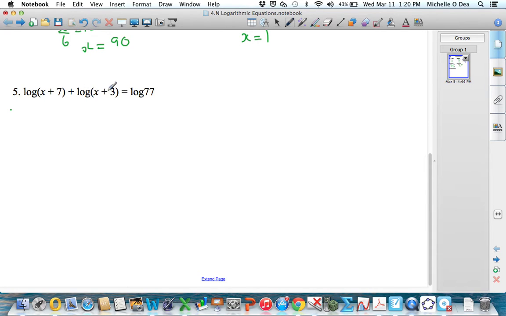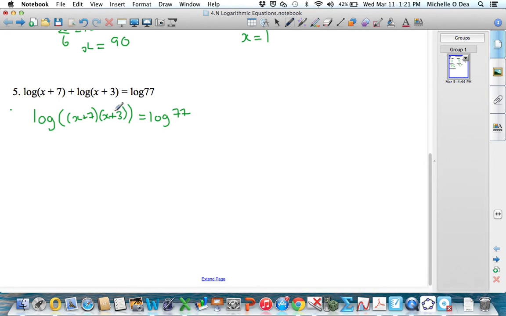So here we have 2 logs. So they are being added together. That means that I multiply the two terms. So I'll just write it as a product. Now be careful, you've got to have these in brackets because everything's being multiplied. And that equals log of 77.